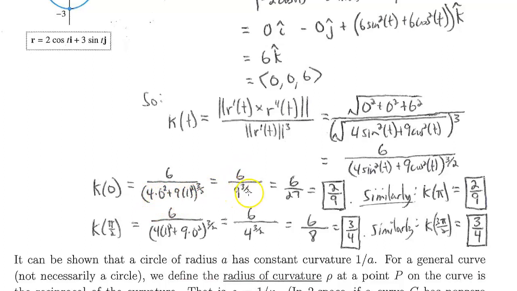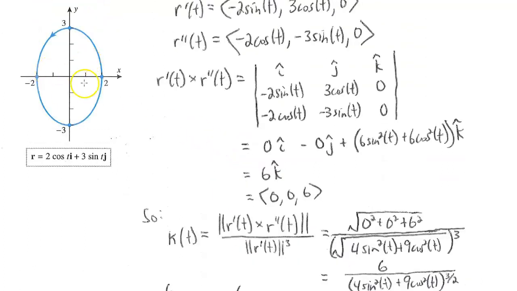Now 9 to the 3/2, the way you figure that out is you do the square root of 9 and then you cube it. The square root of 9 is 3, and 3 cubed is 27. So we have 6 over 27, where if you reduce that, divide a 3 out of the numerator and denominator, you get 2/9. So the curvature at this point here is 2/9.